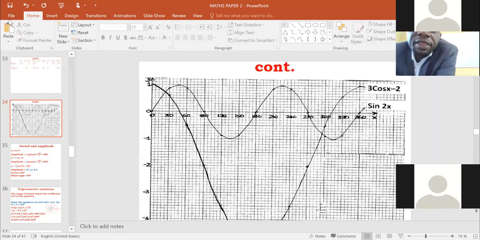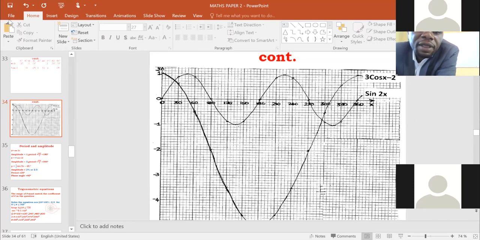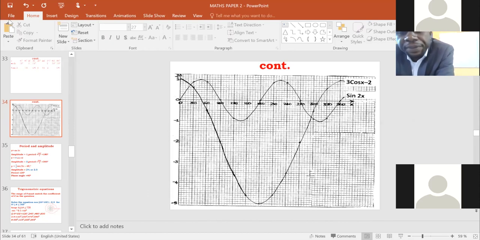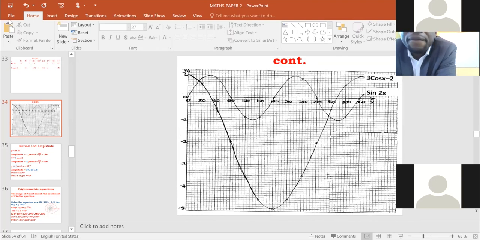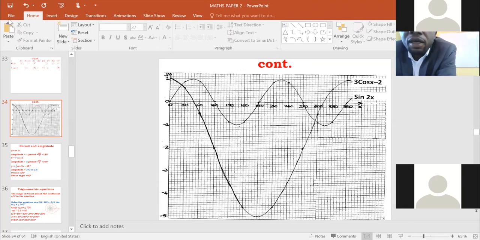Now, we indicated that the next question that may come from here is the amplitude. If I may ask, what is the amplitude of the first graph, y is equal to 3 cos x minus 2? Who can tell the amplitude of y is equal to 3 cos x minus 2? What is its amplitude? The first curve.